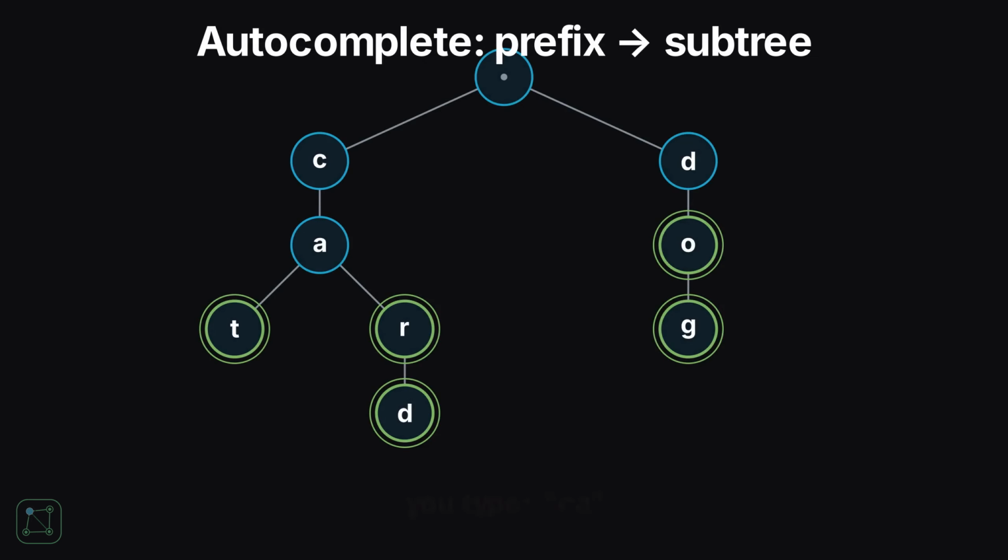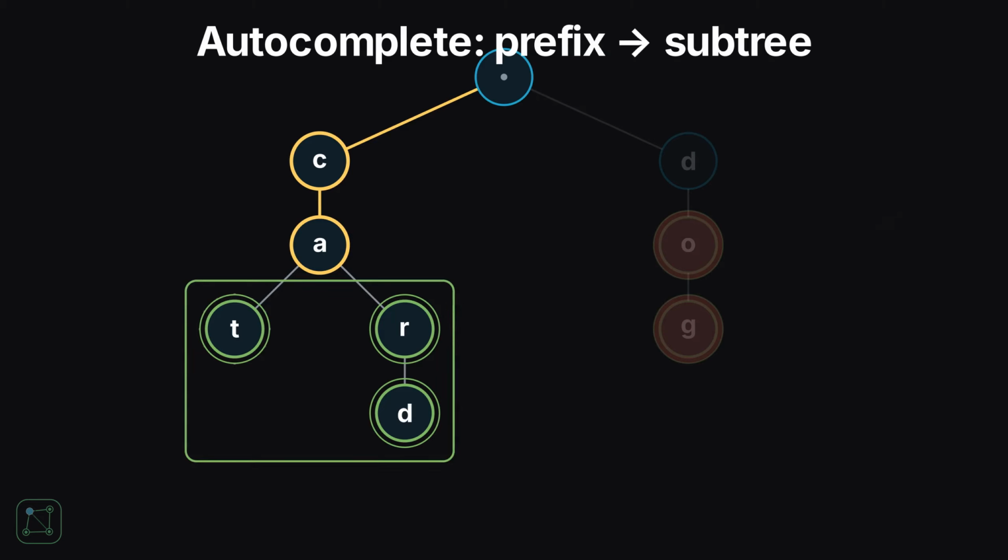Now the payoff, autocomplete. You've typed a prefix, say CA. Step 1. Walk that prefix down the trie exactly like a lookup. C, then A. You land on a single node, the node that represents everything beginning with CA. Step 2. Every word starting with your prefix is now sitting in the subtree hanging below that node. So you just explore everything beneath it, collecting each path that ends on a word flag. Below CA, we find cat, car, and card.